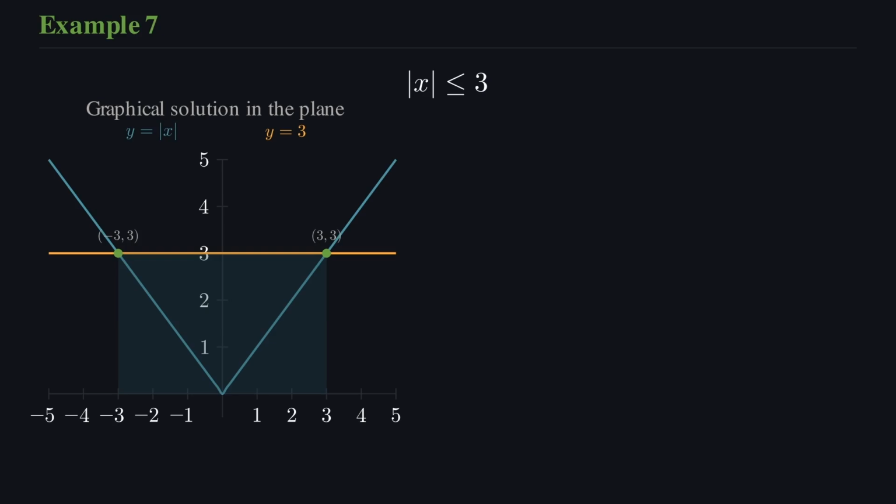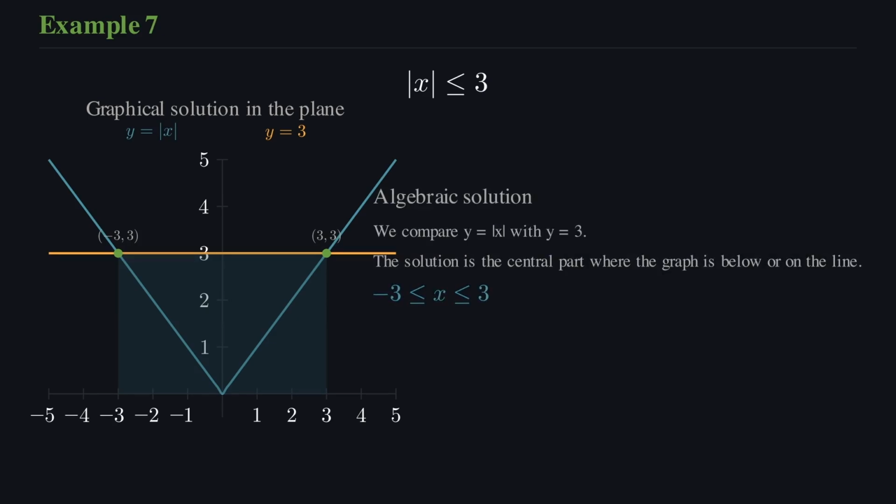The intersection points occur at x equals -3 and x equals 3. So we shade the region of the plane corresponding to the x values between -3 and 3 under the line y equals 3. Therefore, the x values satisfy -3 less than or equal to x less than or equal to 3. Algebraically, absolute value of x less than or equal to 3 gives -3 less than or equal to x less than or equal to 3. So the algebraic interval is exactly what we saw in the graph.